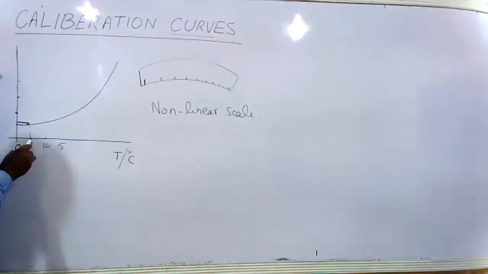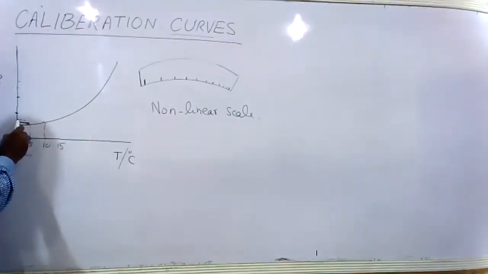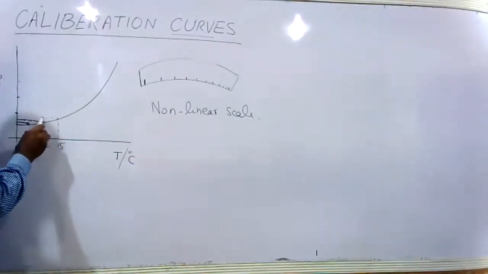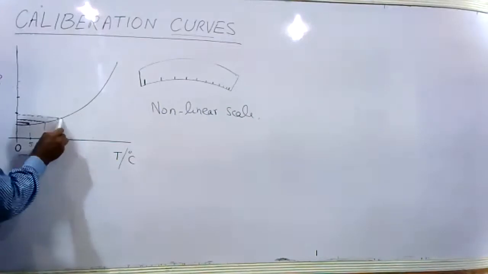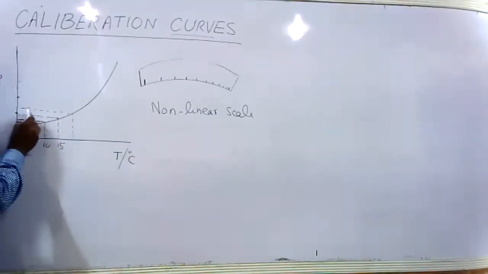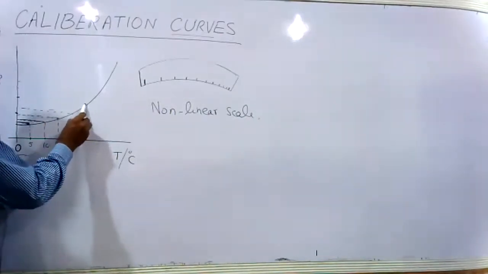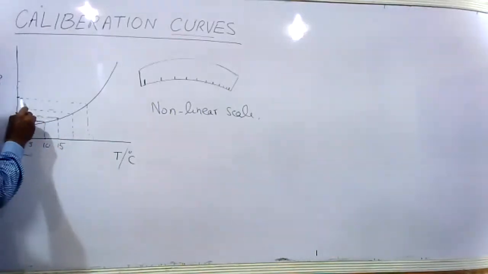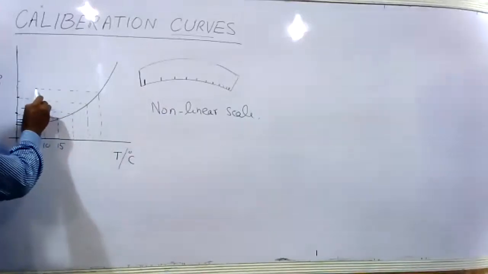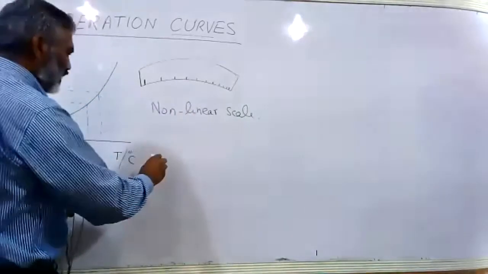But 5 to 10 makes a slightly bigger change. 10 to 15, it is still bigger. Then 15 to 20, it is a sizable change. Then 20 to 25, it is a more significant change. And then you go on making it, and you see that exactly opposite to this is happening.